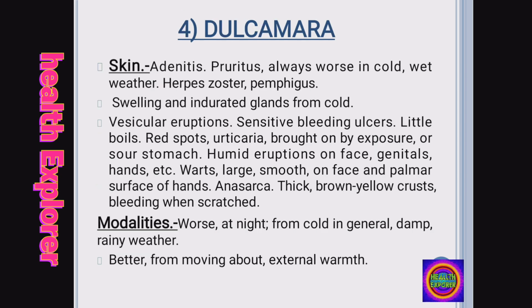Dulcamara. Skin. Adenitis. Pruritus, always worse in cold, wet weather. Herpes zoster, pemphigus. Swelling and indurated glands from cold. Vesicular eruptions. Sensitive bleeding ulcers. Little boils. Red spots, urticaria, brought on by exposure, or sour stomach. Humid eruptions on face, genitals, hands, etc. Warts, large, smooth, on face and palmar surface of hands. Anasarca. Thick, brown-yellow crusts, bleeding when scratched. Modalities. Worse, at night, from cold in general, damp, rainy weather. Better, from moving about, external warmth.